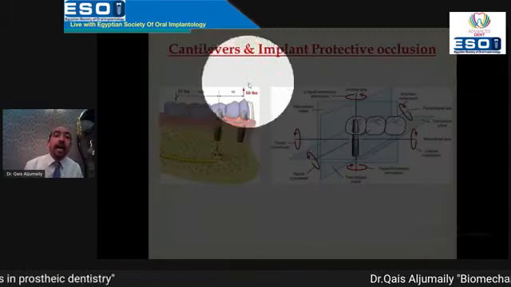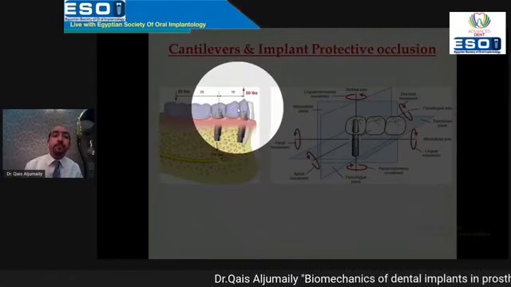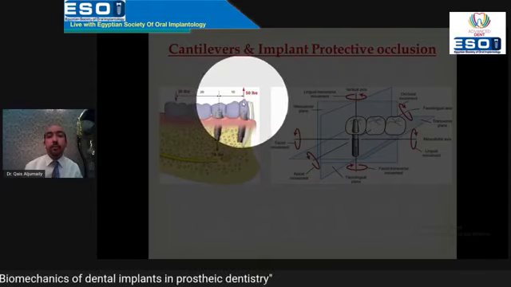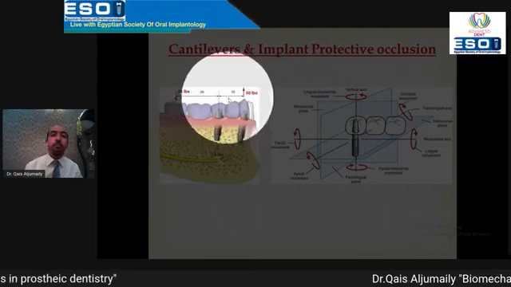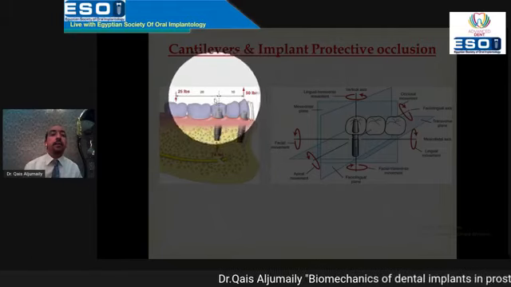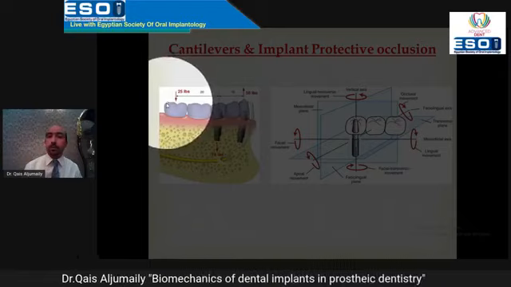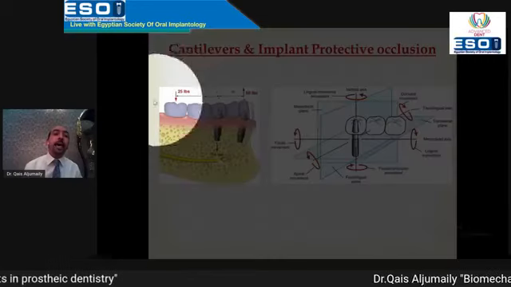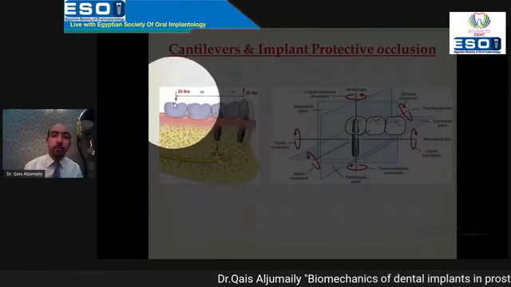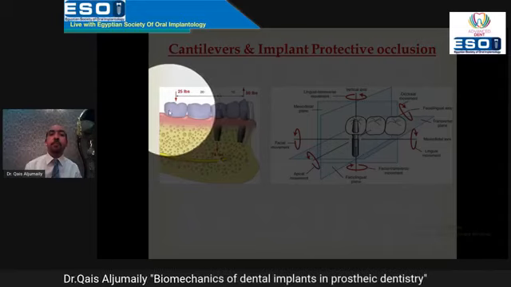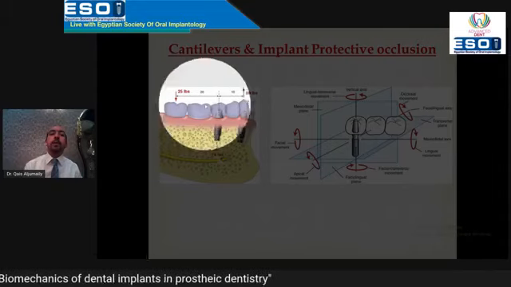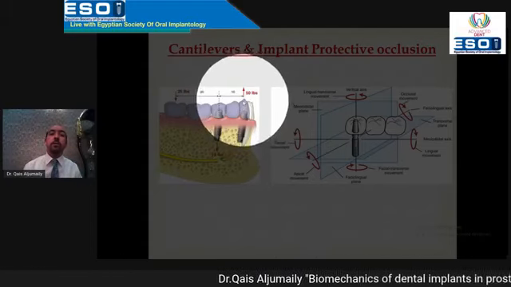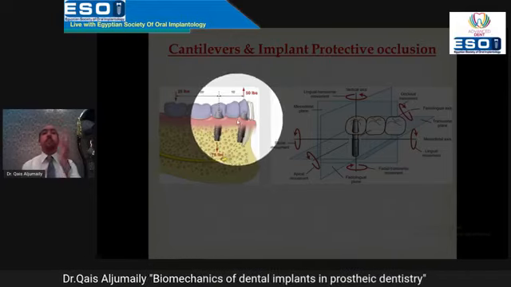Now, let's say I have two implants. I use a 5 unit bridge over these two implants. Let's say the distance between the two implants here is 10 millimeters, and the distance from the most distal part of the bridge to the last abutment here is 20. Let's say I have a force of 25 pounds over this distal pontic. What will happen? Look at here. The force will be 50 pounds on the first implant in an opposite direction.